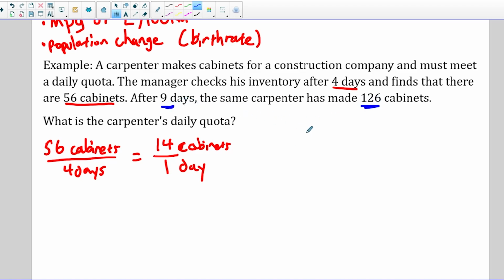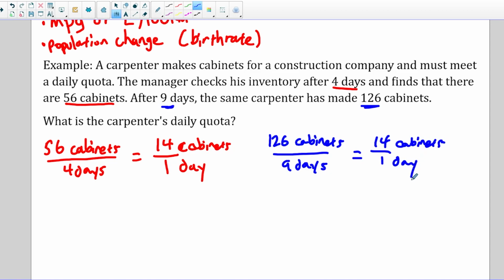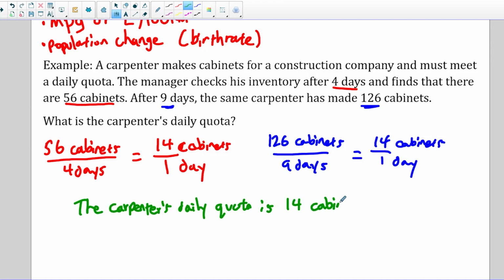Now what we're going to do is we're going to compare this to when he has made 126 cabinets over 9 days. So 126 cabinets over 9 days. If we were to actually divide these two out, once again, we'd end up with 14 over 1, or 14, and we can state that this is 14 cabinets per 1 day. So it seems like this carpenter is very consistent with the number of cabinets that he makes. So we can state that the carpenter's daily quota is 14 cabinets per day.